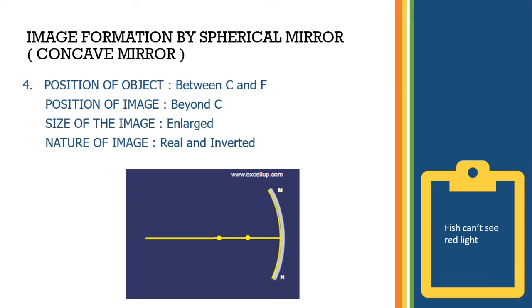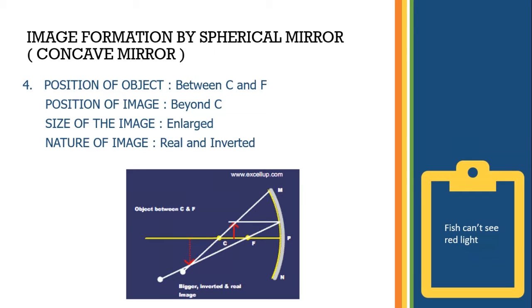In the fourth observation, the position of object is between C and F, means center of curvature and focus. Again passed from focus. Always it will be passing from focus. Now the image will be formed beyond C, means after C. So you can note one thing, that as the object is coming nearer to the spherical mirror or the concave mirror, the image is going far and far. It is working opposite, means as the object comes nearer, the image goes far.